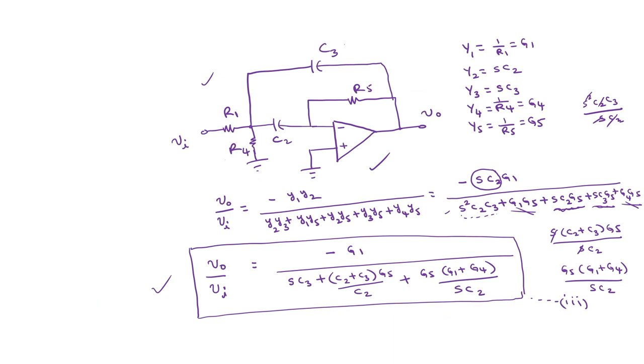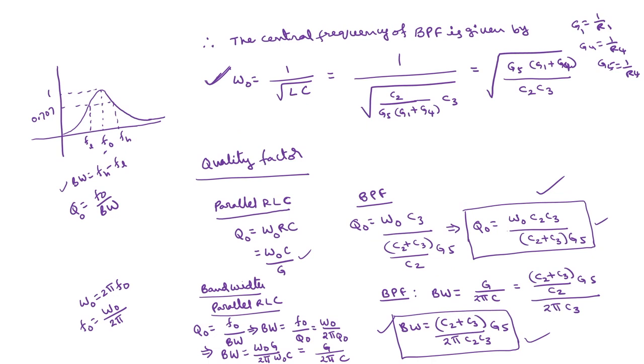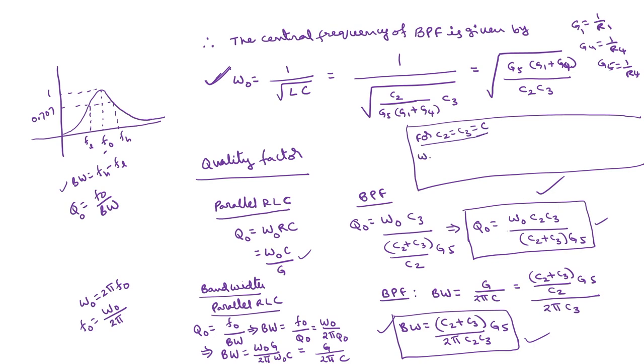For the sake of simplicity, if I assume that C3 is equal to C2, then what happens to these three expressions? For the special case of C2 equal to C3 equal to C, what is omega 0? C2 equal to C3 means C square. So, simply this is square root of G5 into G1 plus G4 divided by C square, which becomes C outside the root.